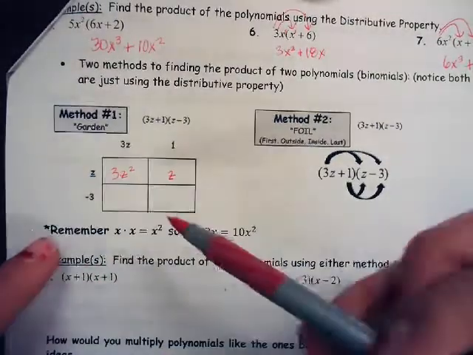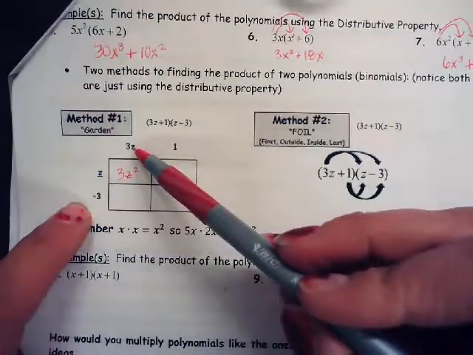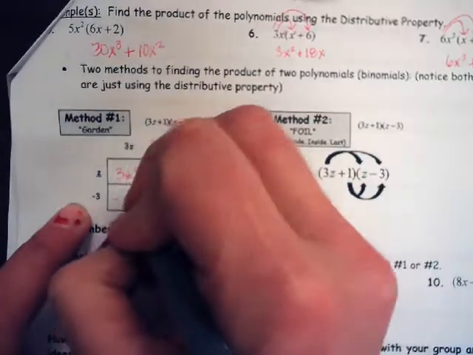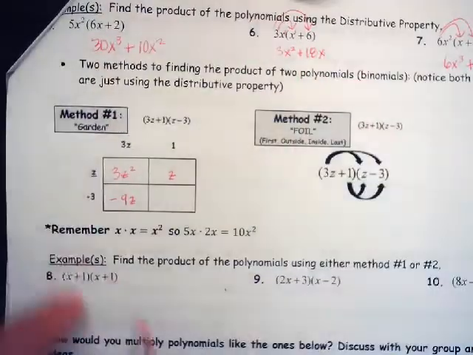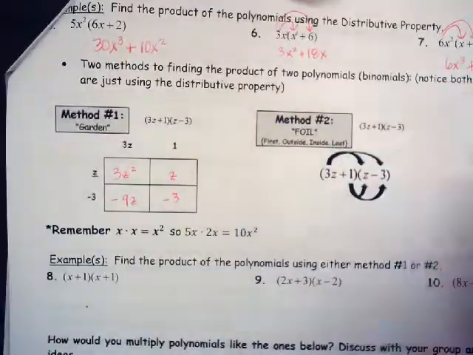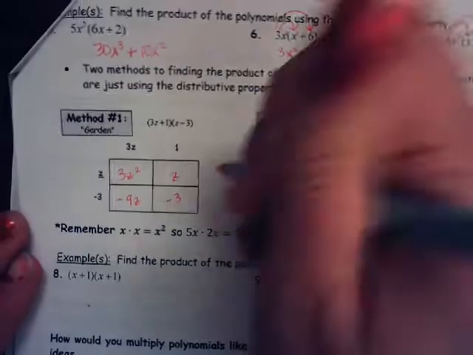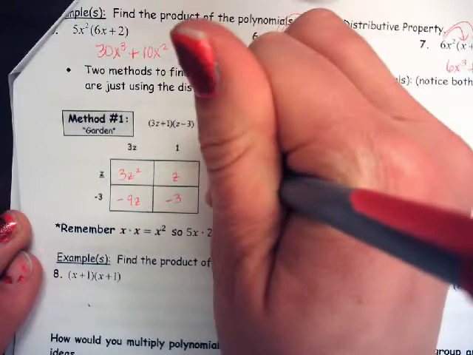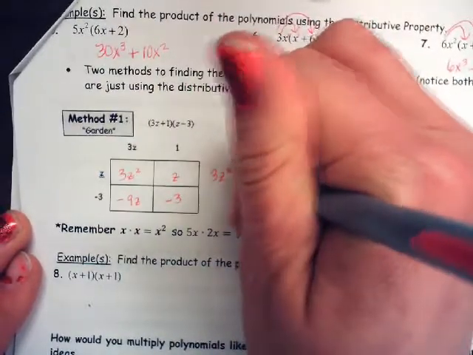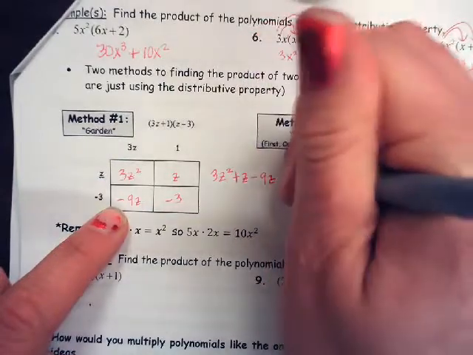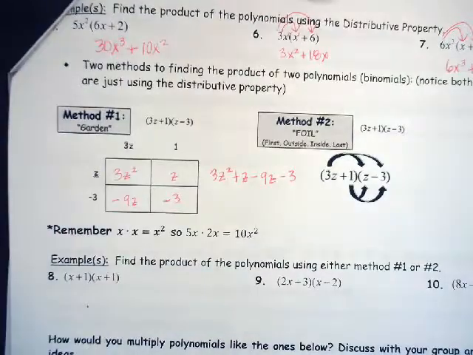Now we come down and fill my bottom 2 boxes. So I have to go -3 times 3z. And I get -9z. And then I go -3 times 1 gives me -3. Now to finish multiplying this, I'm just going to rewrite everything I have. 3z squared. I have a positive z. I have a -9z. And I have a -3.